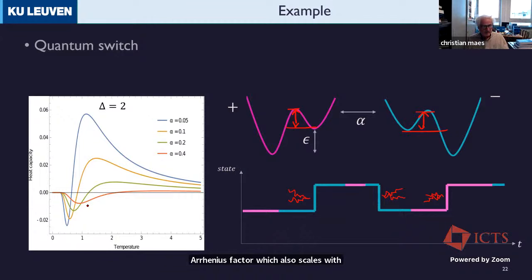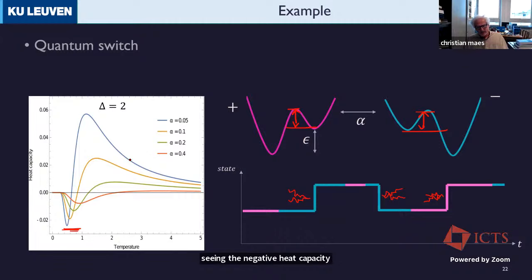And then you can also have negative heat capacities, which are unseen, of course, in equilibrium. So now you have a two-level system. And because of the switching, you have at low temperature the signature of a negative heat capacity. In other words, if you would measure that, you can understand that there must be a kinetic barrier at low temperature, from seeing the negative heat capacity.